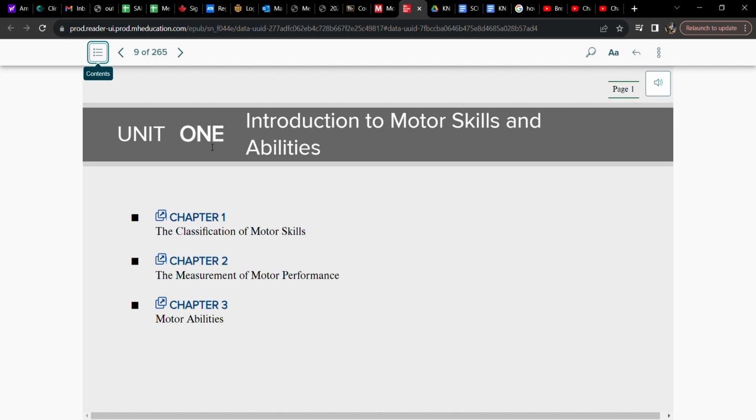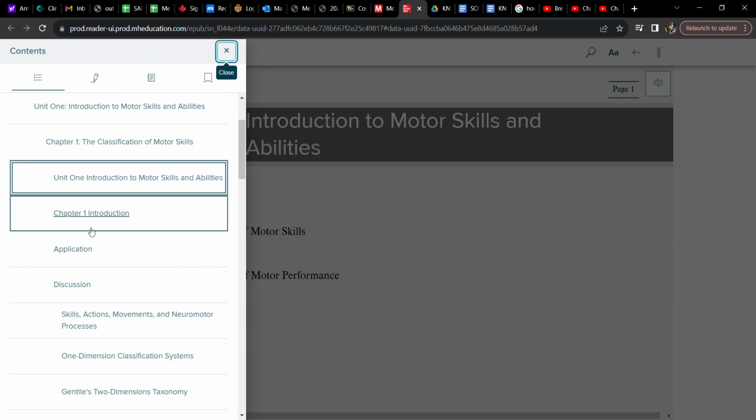So if you need to, go onto your own McGraw-Hill Connect textbook, go into the contents, and go down to discussion. We are going to start with Unit 1, which is the Introduction to Motor Skills and Abilities. I'm going to start with Chapter 1, the Classification of Motor Skills.